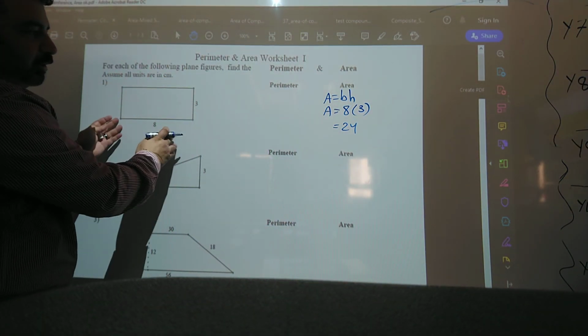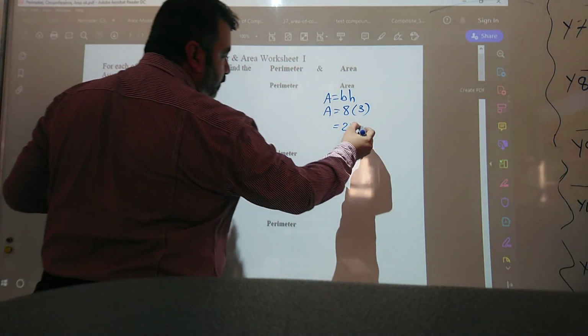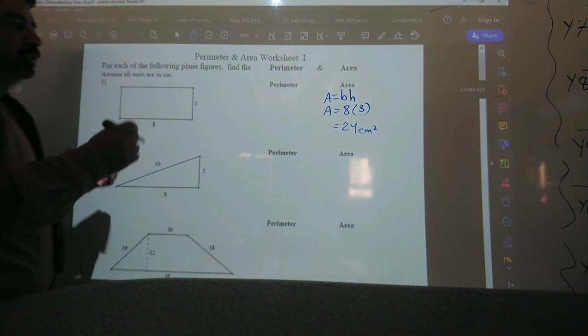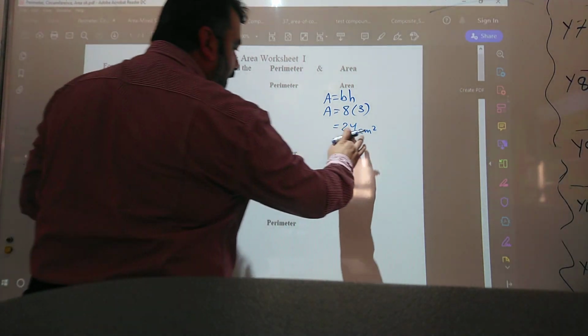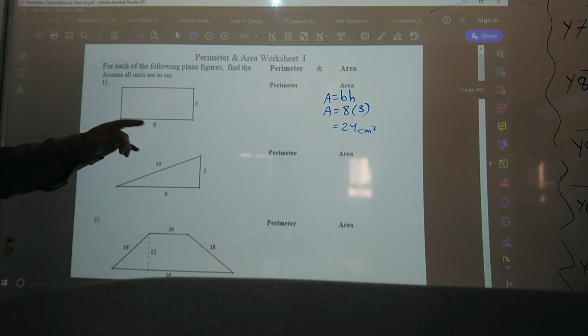Now here there are no units. So let's say if it's centimeters, then this one will be centimeters squared. So this is how to find the area of the rectangle. All you have to do is just base times height.